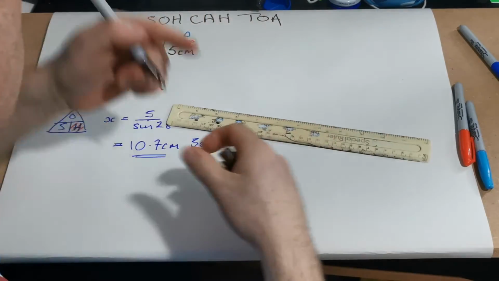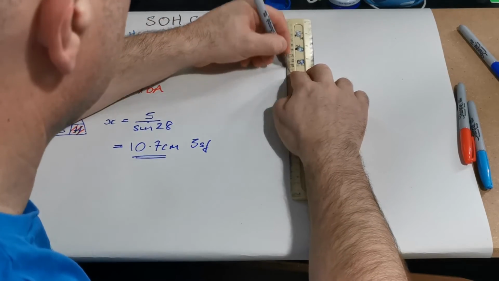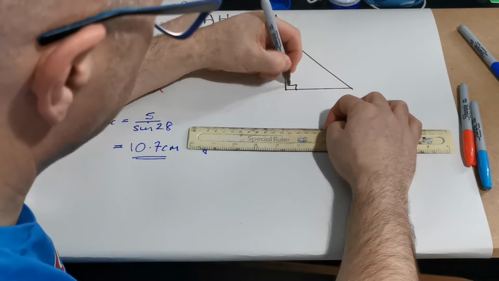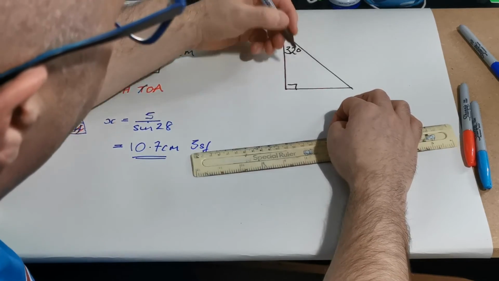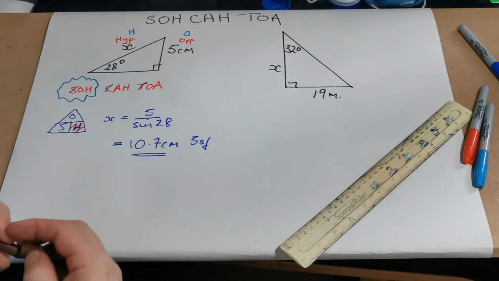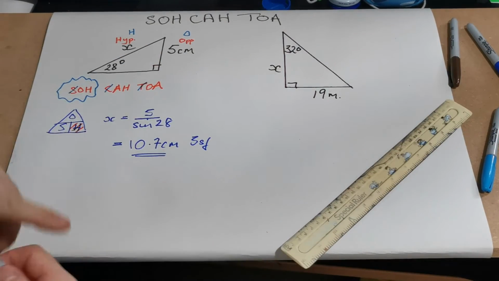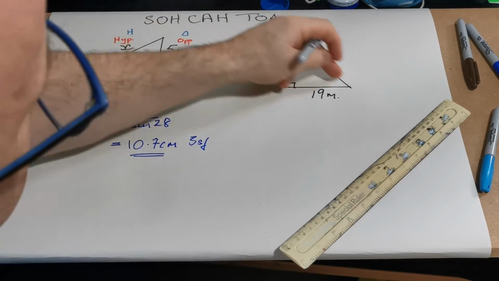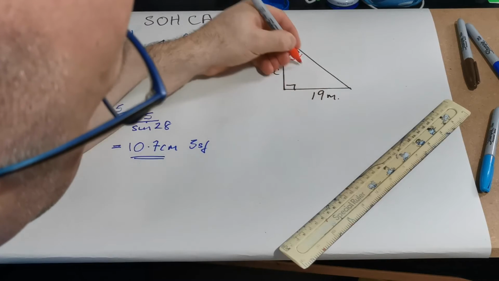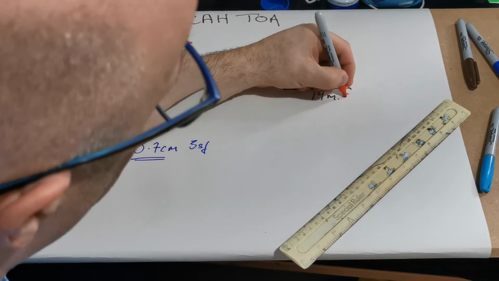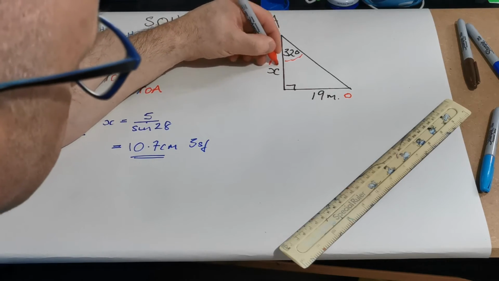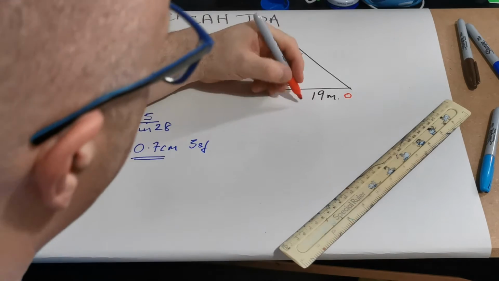We'll just have a look at one more. Let's do one going the other way. So, we have to label our sides up, and remember it's always in comparison to this angle. Now I know that there's no hypotenuse involved in this question. The side opposite the angle we're dealing with is 19, so that's the opposite. And the one that's next to 32 degrees, which isn't the hypotenuse, is called the adjacent. So I've got O and A involved.